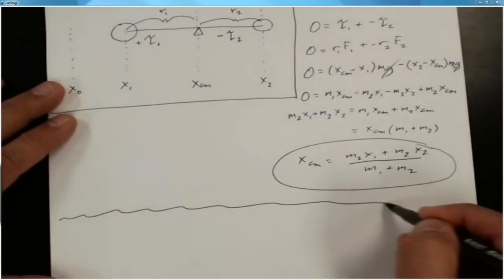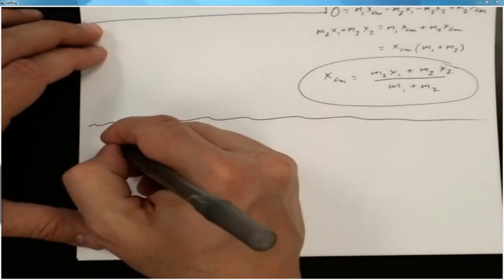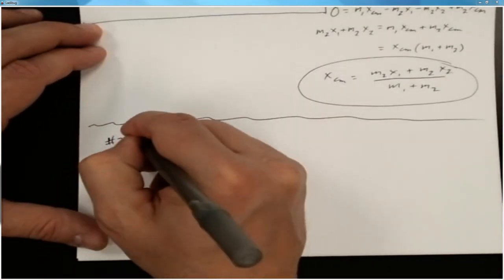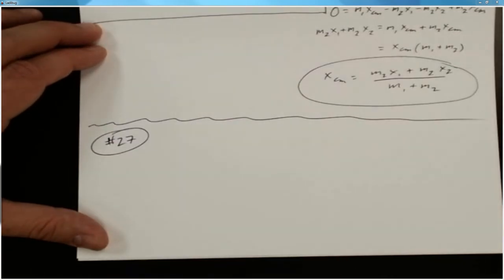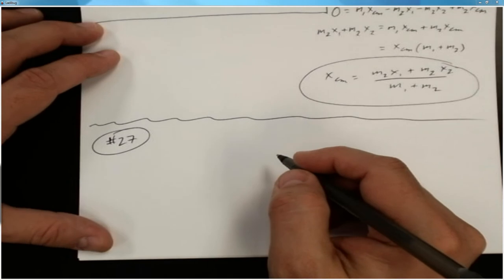Now, let's move on to problem number 27. It says that there is a 1.7 meter long barbell.